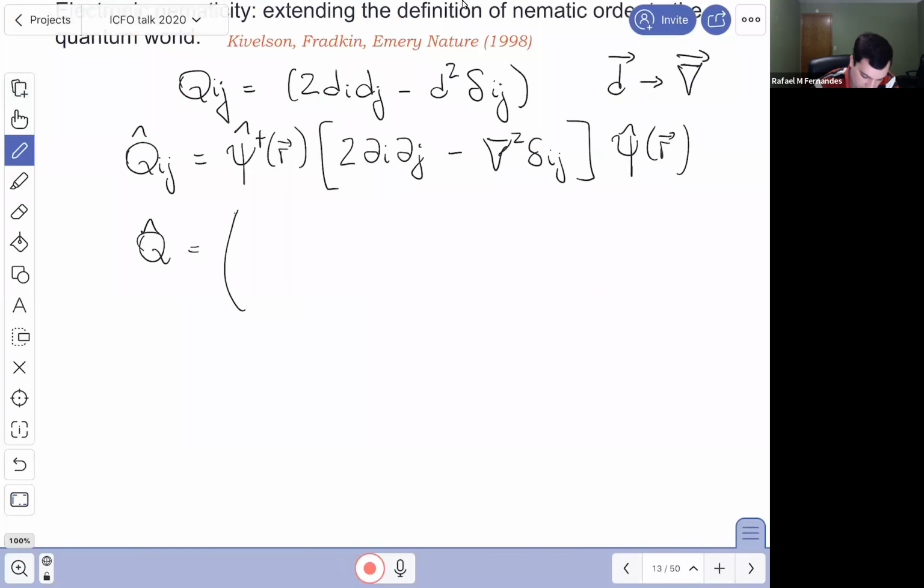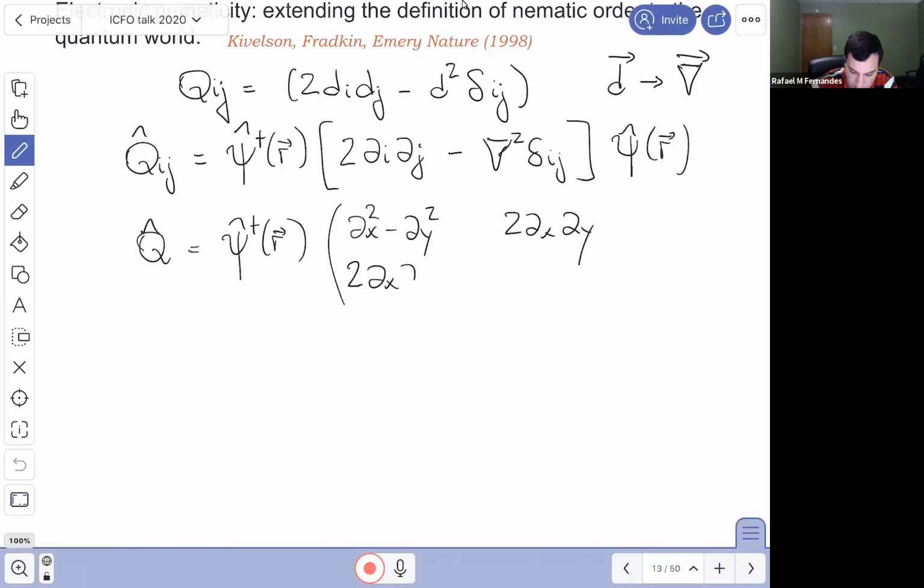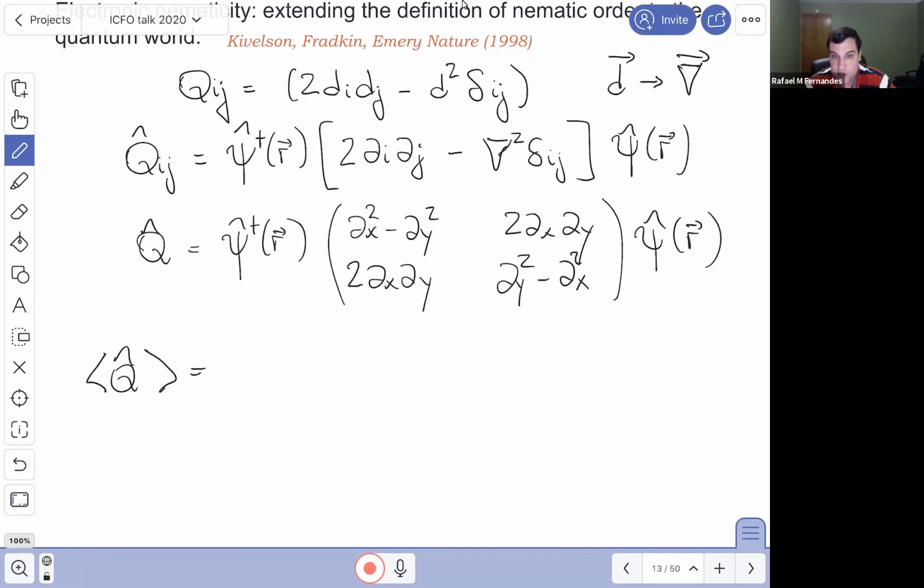I'm just gonna write explicitly the matrix form. I get, again, these derivatives, 2dx dy, 2dx dy, dy squared minus dx squared, psi. Okay. And what I'm interested in are the expectation values of this operator. As you can see, there are only two independent quantities here. I'm gonna call them phi one and phi two. So this is gonna be phi one, phi two and minus phi one, okay?